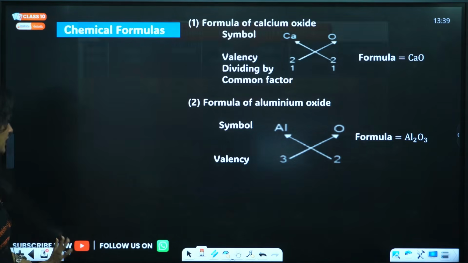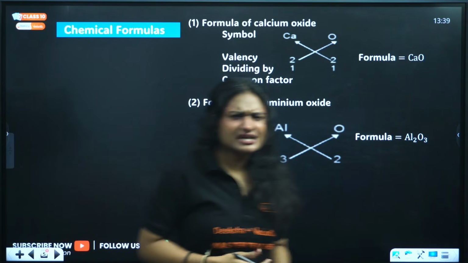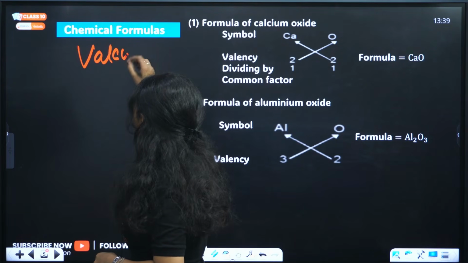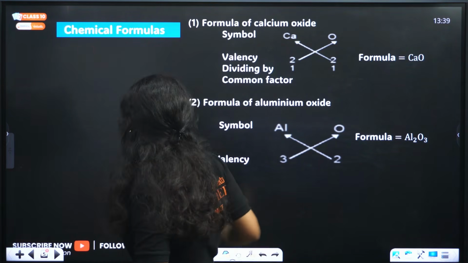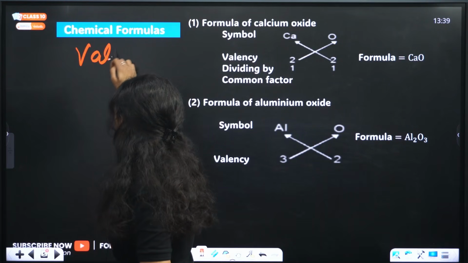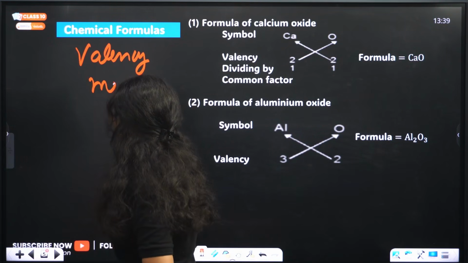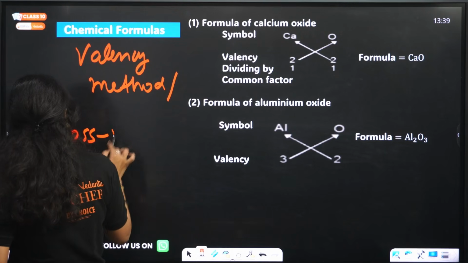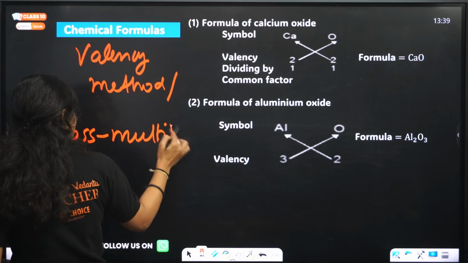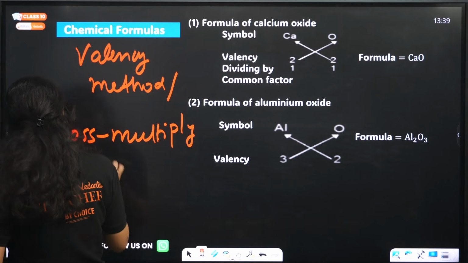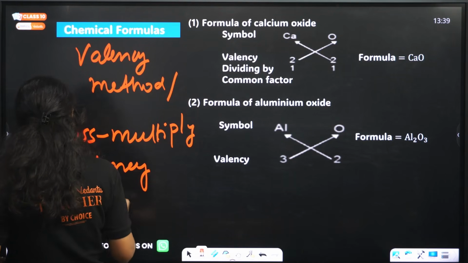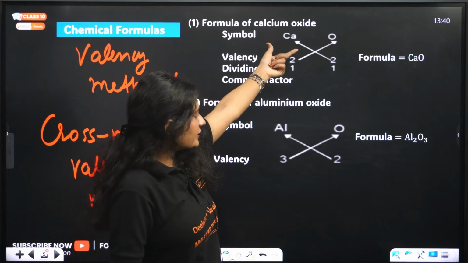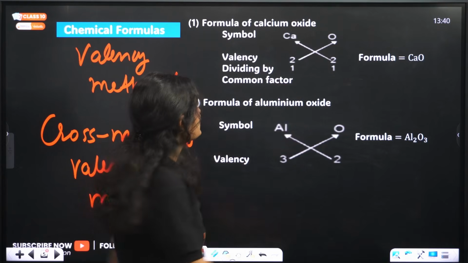Okay. Now let's start. How do we write the chemical formula? We use the valency method, or you can say the cross multiply method. In this method, my dear students, you write the cation and you write the anion, and then you write the valency.